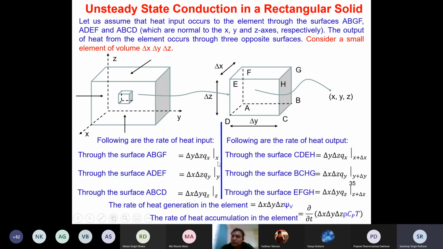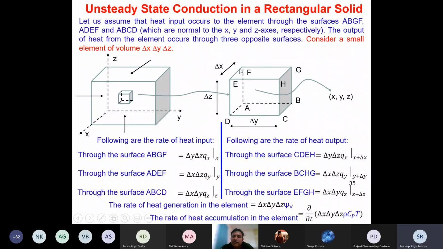This first term? Yes, sir. Similarly, the heat coming in through the face ADEF. This particular face is on this x-axis, isn't it? This x-axis along this direction, isn't it?